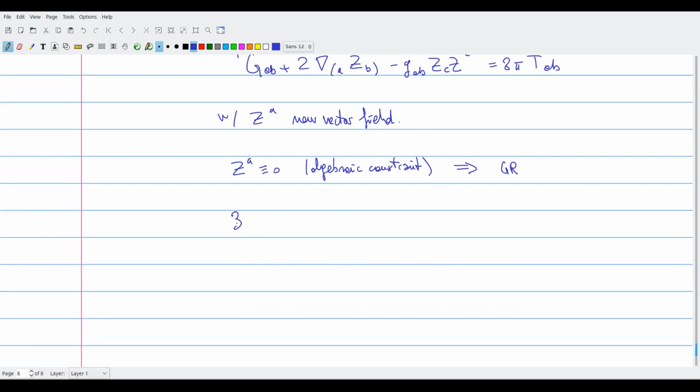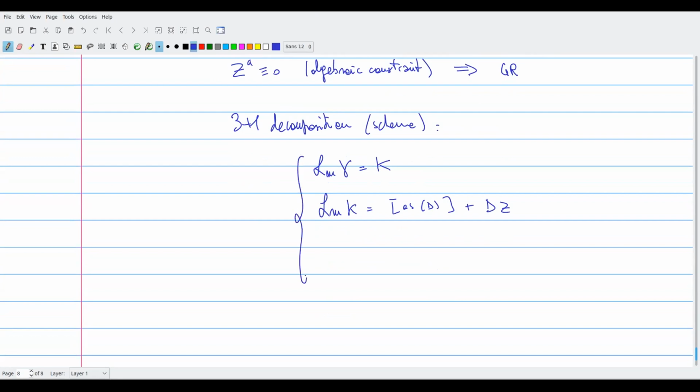The result, again schematically, is very similar to the previous one. You have time evolution for gamma, you have time evolution for K. This is a scheme. I will skip all the indexes. The time evolution for K is as the previous one, plus the spatial derivative of the Z vector. And here, instead of having the constraint, you have additional evolution equations, one of which is essentially proportional to the Hamiltonian constraint, and the other essentially proportional to the momentum constraint.